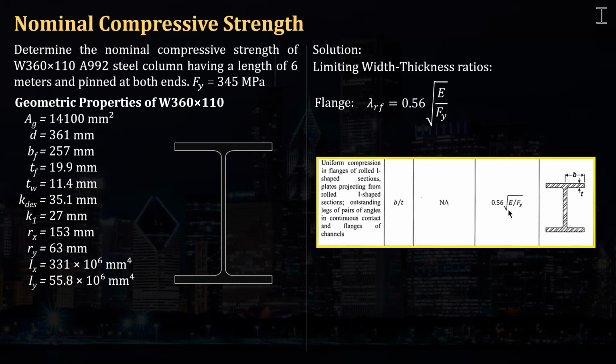So for the flange, it's 0.56 square root of E over Fy. Solving for that, E is 200,000, of course, for steel, and Fy is 345, and that will give us 13.48.